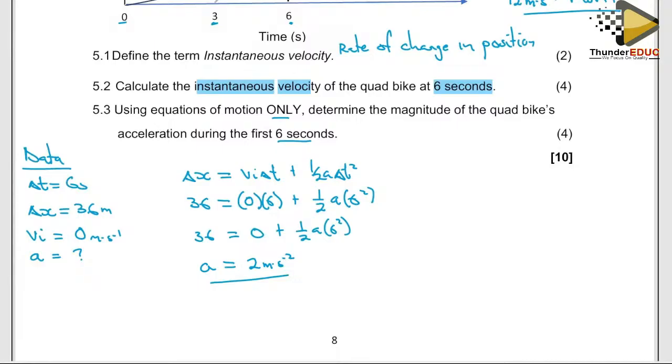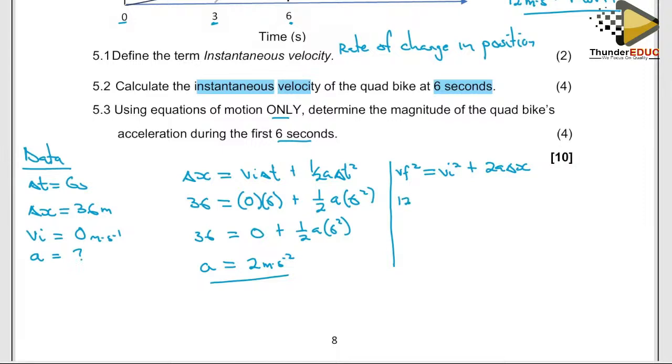You also had another option, maybe using a different equation. We could have said Vf squared is equivalent to Vi squared plus 2a delta x, where Vf is your final velocity, Vi squared plus 2a delta x. So my final velocity there is 12, according to our calculations.